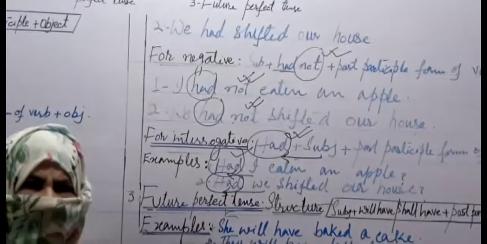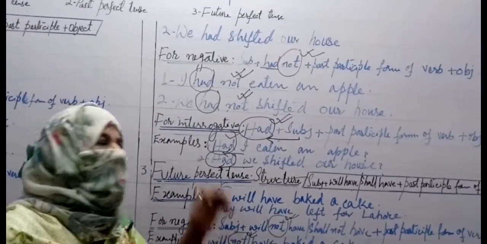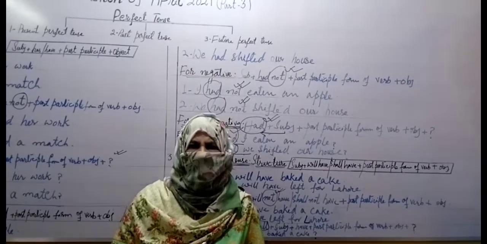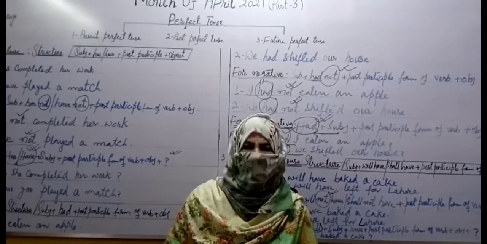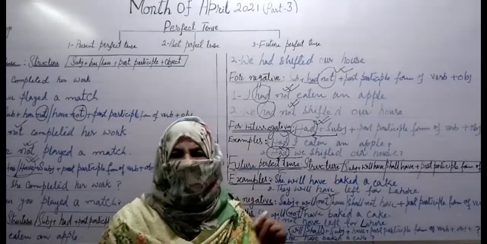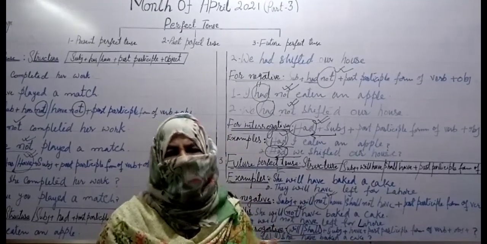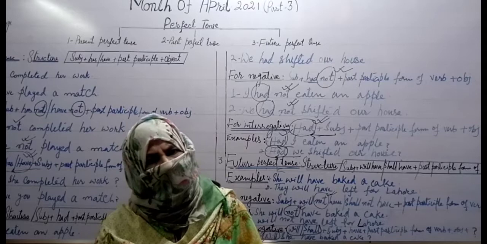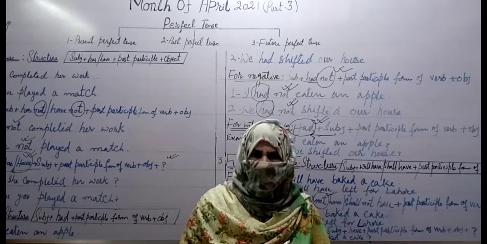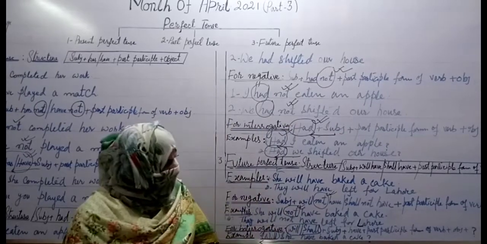Do you understand this? Now, beta, in this exercise, in the PDF, I have given you sentences in Urdu. You have to translate these sentences into English, then make the negative and interrogative of these sentences. Okay, beta? I hope you understood this.